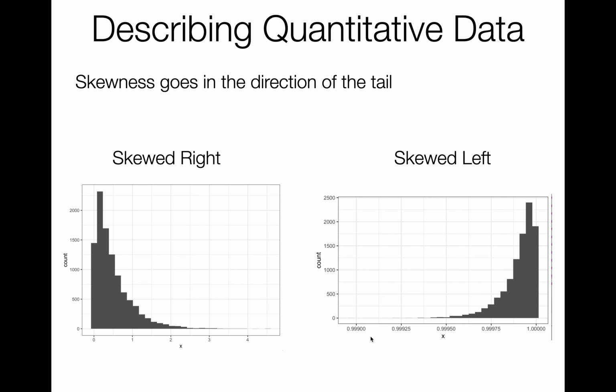because the direction of the skew goes in the direction of the tail, okay, or where the data trails off to. And so you see that the data trails off to the right, and so skewed right. Skewed left is the exact opposite. Most of the data is on the right of the plot, and the tail goes to the left.